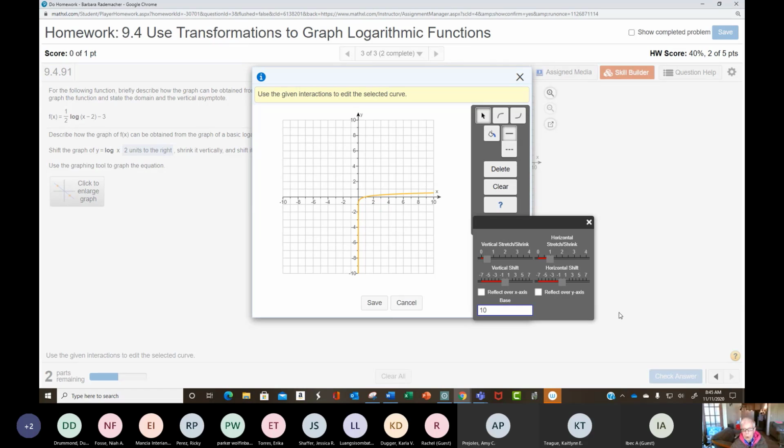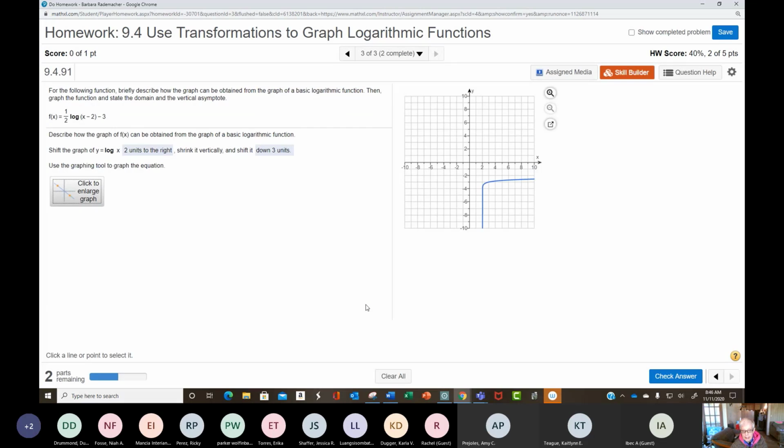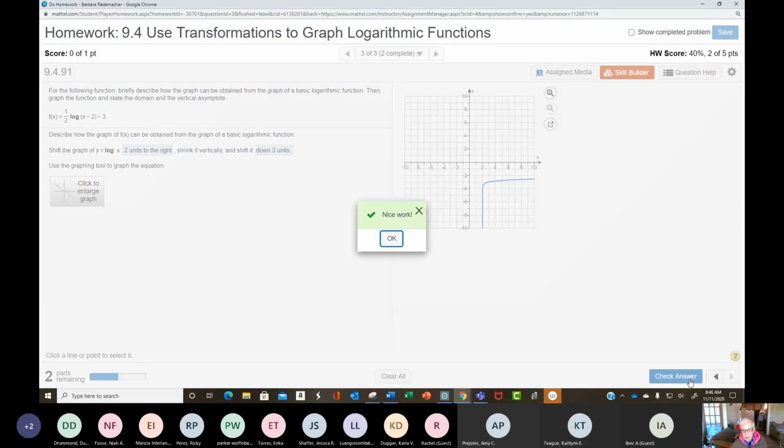Now we're going to have a horizontal shift and a vertical shift. A vertical shift of 3 down, so that's -3. And a horizontal shift of +2, which means 2 to the right. And then we'll save. And we'll check.